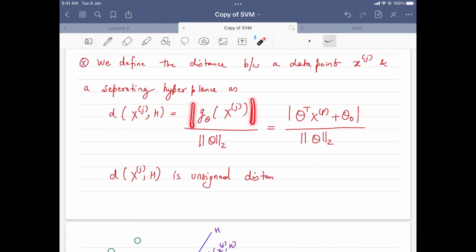And note, this is xj here, because we are finding the distance of an arbitrary point xj. If it is x0, then 0 will be here. If it is 1, then it will be 1. That's why a generalized value will be xj. So this is basically an unsigned distance.